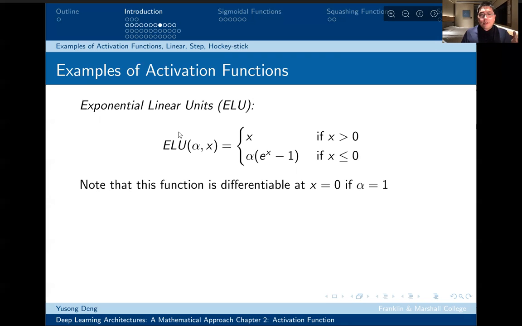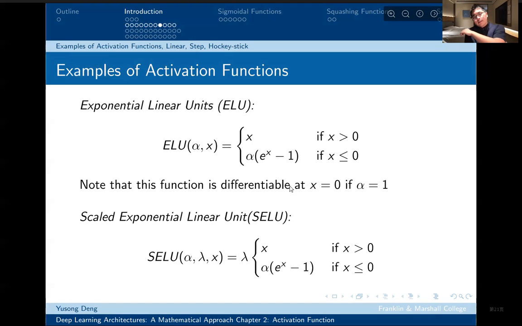This one is what we call ELU. ELU alpha of x equals x if x is greater than 0, and alpha times e to the x minus 1 if x is smaller than or equal to 0. You need to see that it is differentiable at x equals 0 if alpha equals 1, and only when alpha equals 1 is it differentiable at that point. Otherwise, I don't think so, but you can verify it yourself. It's not hard.